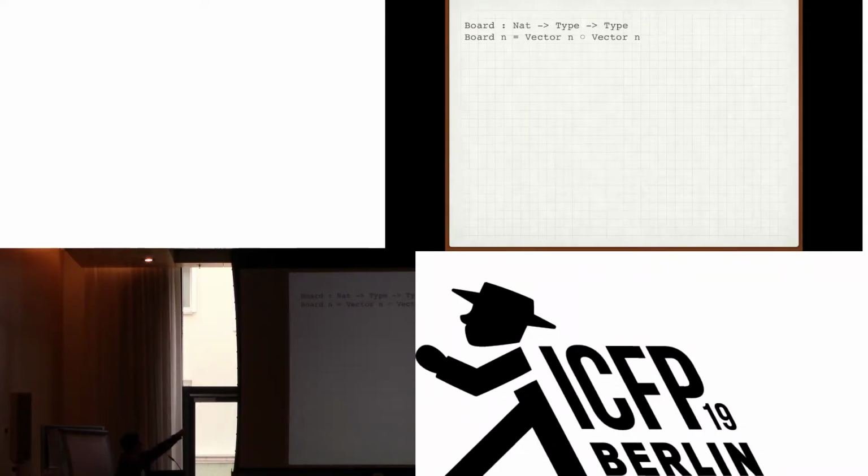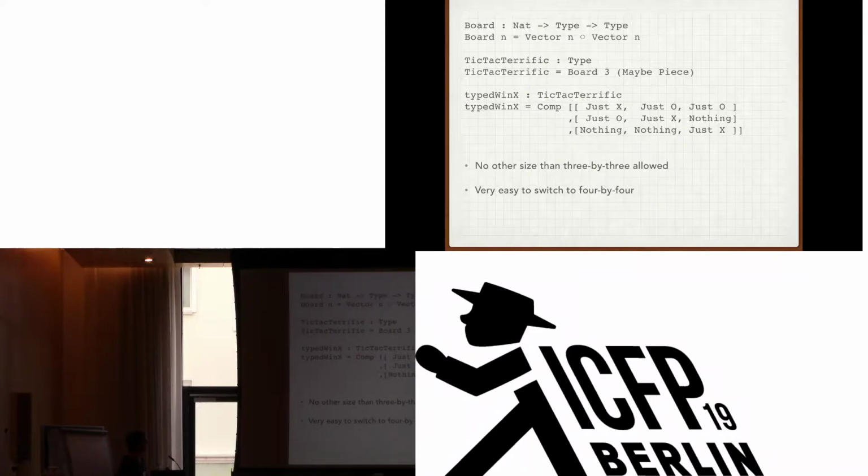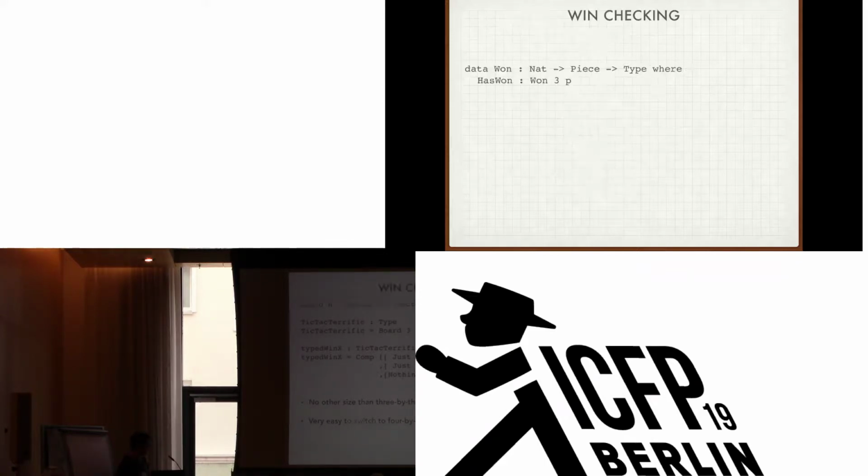This is a data type composition of vectors, so that's the base board type for the rest of this, and it just takes a number, and then you have a grid, and that's great because that's exactly what we want with a generalized sort of tic-tac-toe game. And so tic-tac-terrific, board 3, maybe piece. It's always going to be a grid 3x3, and no other sizes allowed. Very easy to switch to 4x4. That's exactly what we wanted.